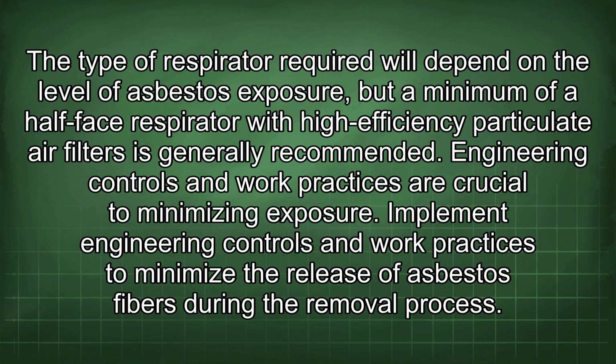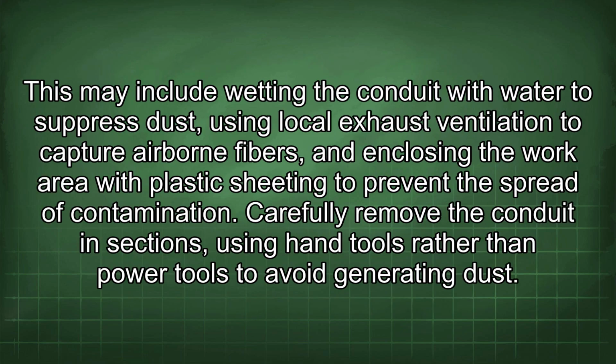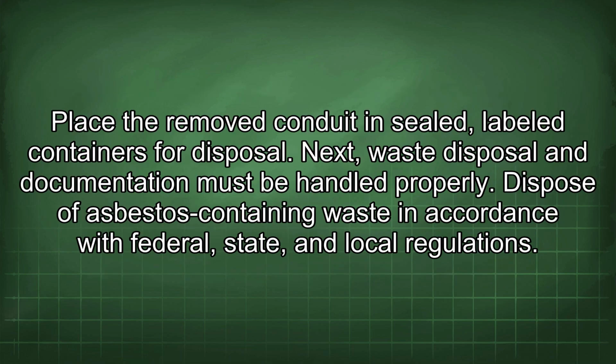Engineering controls and work practices are crucial to minimizing exposure. Implement engineering controls and work practices to minimize the release of asbestos fibers during the removal process. This may include wetting the conduit with water to suppress dust, using local exhaust ventilation to capture airborne fibers, and enclosing the work area with plastic sheeting to prevent the spread of contamination. Carefully remove the conduit in sections, using hand tools rather than power tools to avoid generating dust. Place the removed conduit in sealed, labeled containers for disposal.